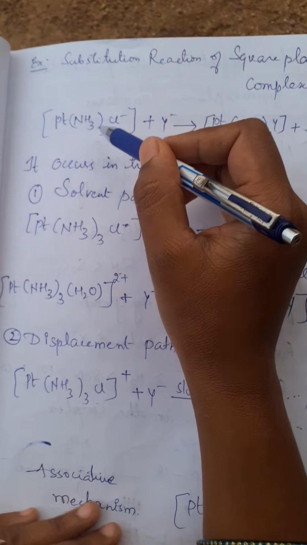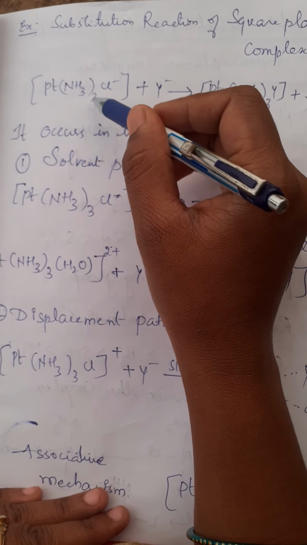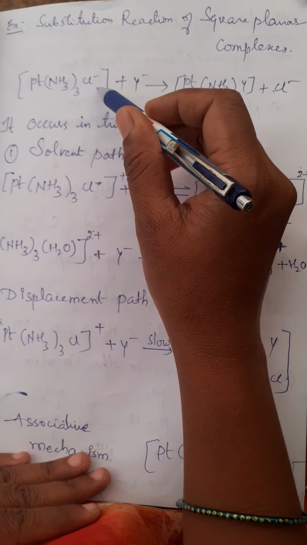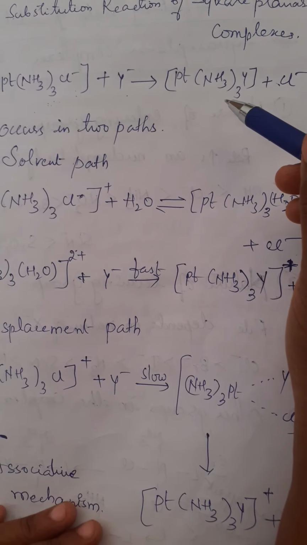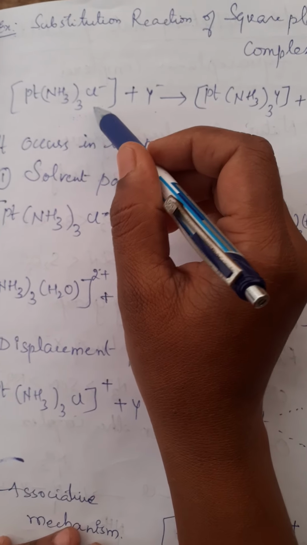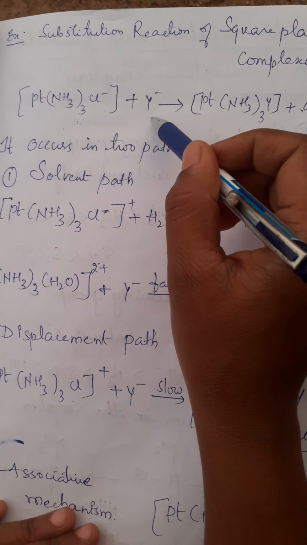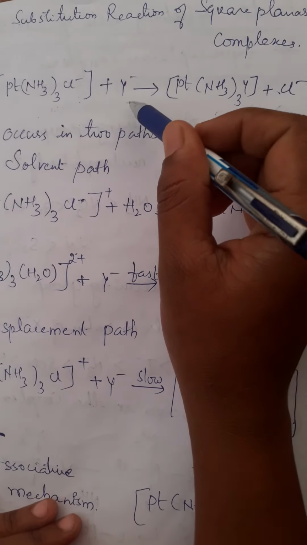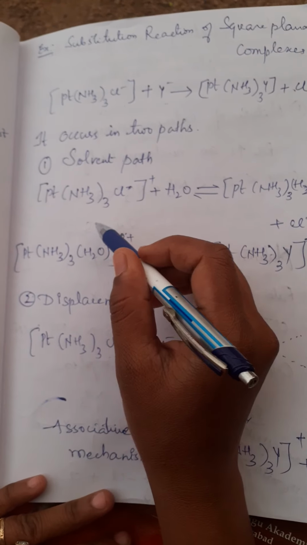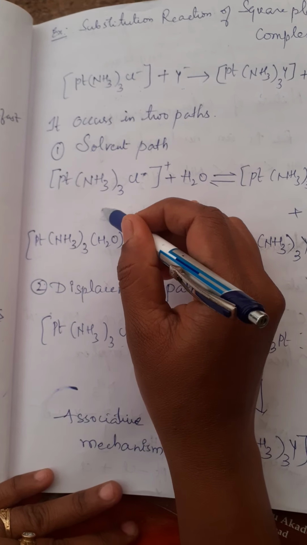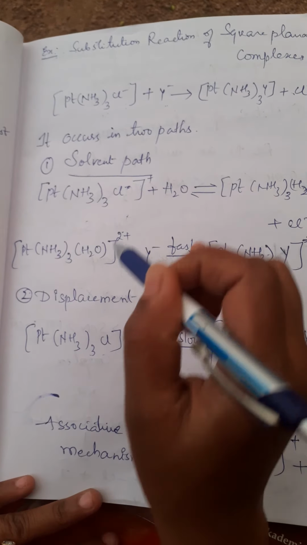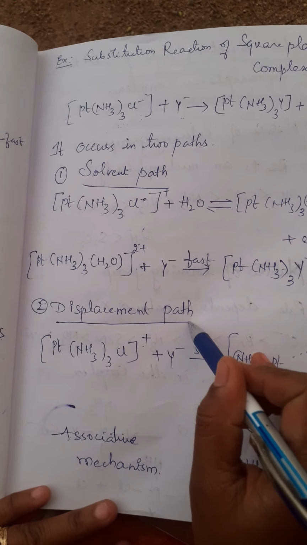Usually ammonia and ammonia-related ligands do not cleave easily. Other ligands, unlike ammonia, can be cleaved easily, like negative ligands. So in this video, taking this platinum complex, chloride will be replaced by a negative ligand. Let's assume it is Y minus. Now the mechanism of substitution reactions of square planar complexes follows 2 types of paths. One is the solvent path and the other is the displacement path.